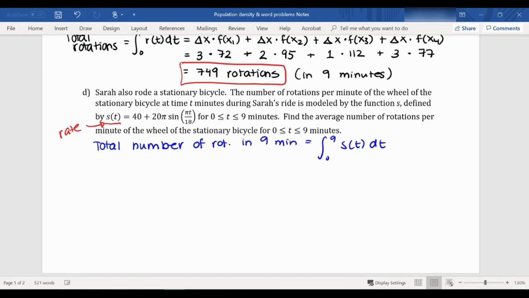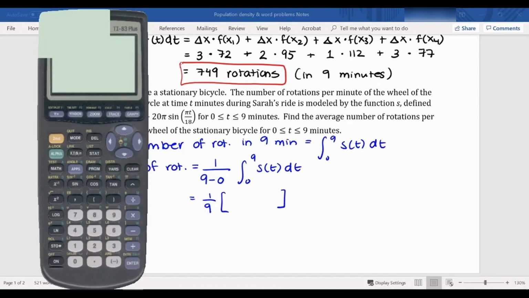To find the average, we would then need to divide this by the total number of minutes. So our average number of rotations is going to be 1 over 9 minus 0 times the integral. And that's from our average value of a function. We know this. Now the problem is that our function here is quite gross, and so I probably want to use my calculator for this. So to find my integral, I'm going to use my calculator and then figure out what this is.